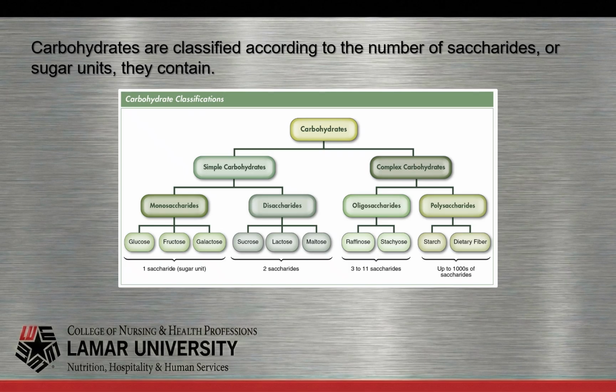A polysaccharide is a complex carbohydrate with a chain usually consisting of hundreds to thousands of sugar units. Polysaccharides are classified as starches and dietary fiber. A starch is a polysaccharide made by plants to store long chains of glucose molecules. Dietary fiber is an indigestible form of carbohydrate found in vegetables, fruits, and grains.